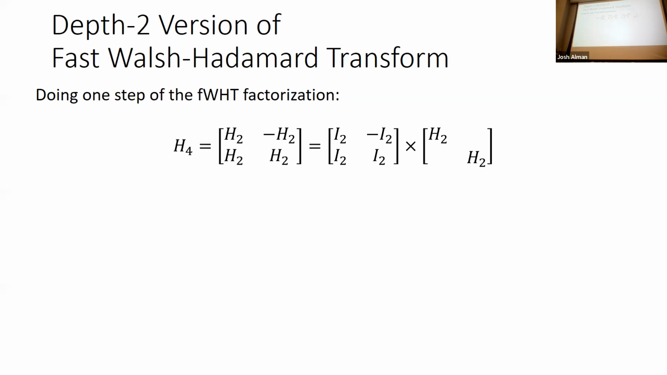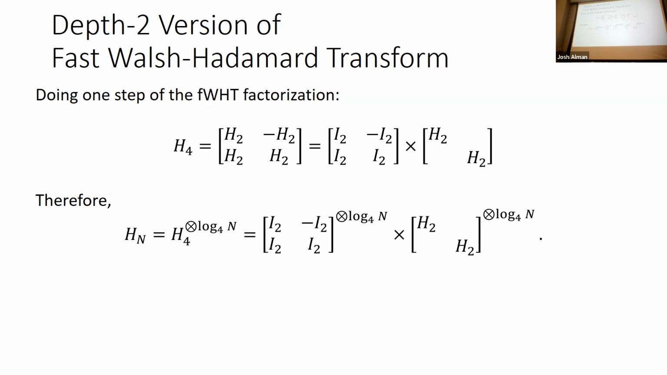And now to get a circuit for any Hadamard transform, I'm just going to take Kronecker powers of this. So for any n, let's say n is a power of 4, to make it work out. The n by n Hadamard transform is the log base 4 of n Kronecker power of H4. And so that means we can write it as the product of the first matrix to the log base 4 of n times the second matrix to the log base 4 of n. So this is a depth 2 circuit.